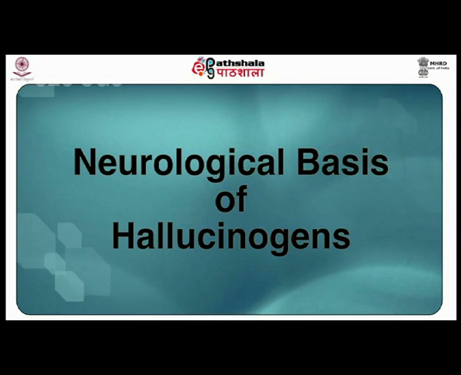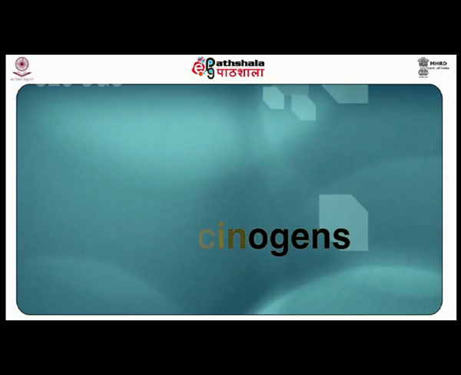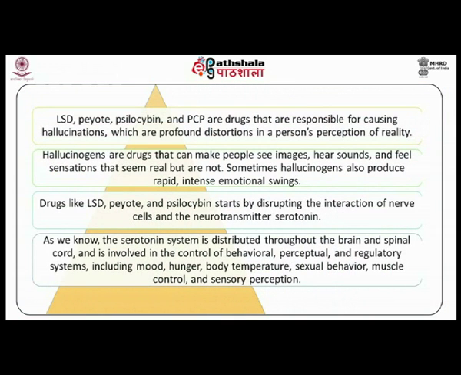Now let us come to the neurological basis of hallucinogens. LSD, peyote, psilocybin and PCP are drugs that are responsible for causing hallucinations, which are profound distortions in a person's perception of reality. Hallucinogens are drugs that can make people see images, hear sounds and feel sensations that seem real but are not. Sometimes hallucinogens also produce rapid, intense emotional swings.